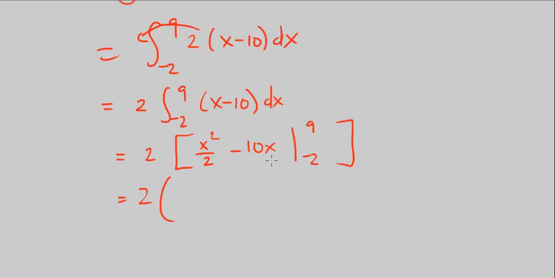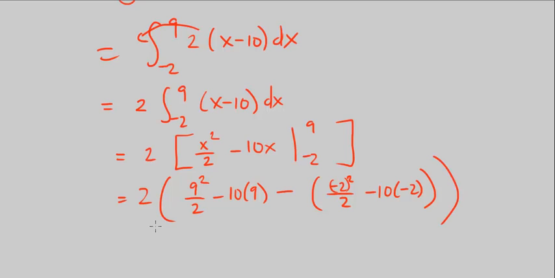So this is 2 times, and plug in 9, so I have 9 squared over 2 minus 10 times 9. Minus, and I want another parentheses, plugging in -2. -2 squared over 2 minus 10 times -2. Okay? Close this parentheses.